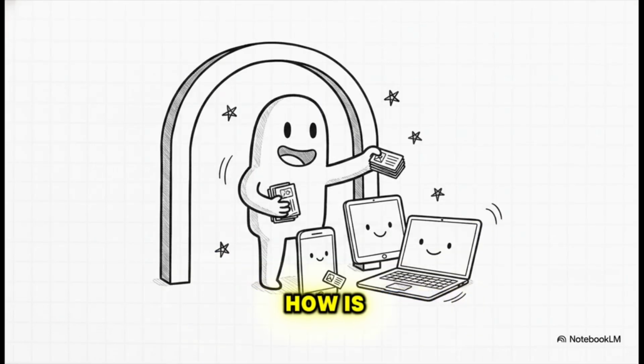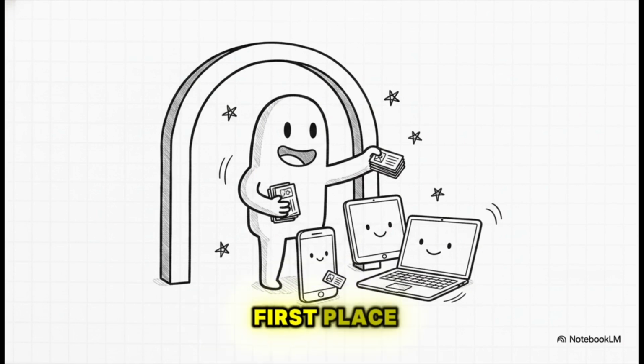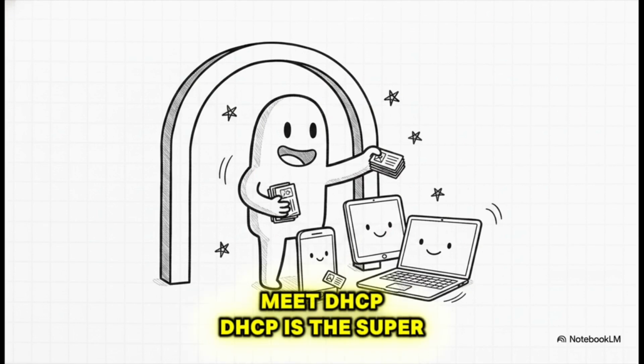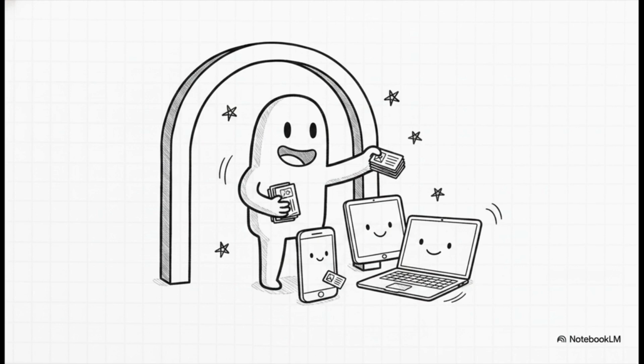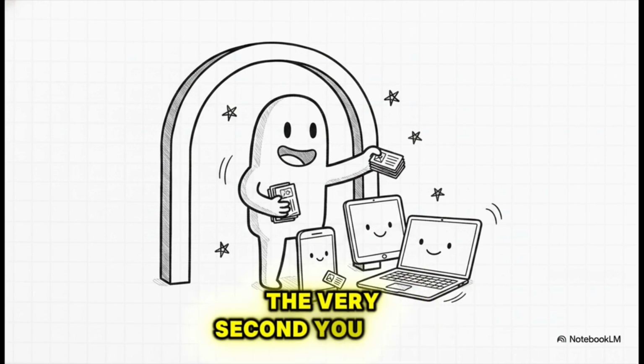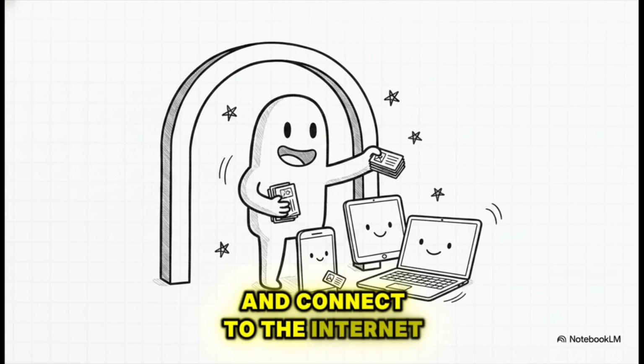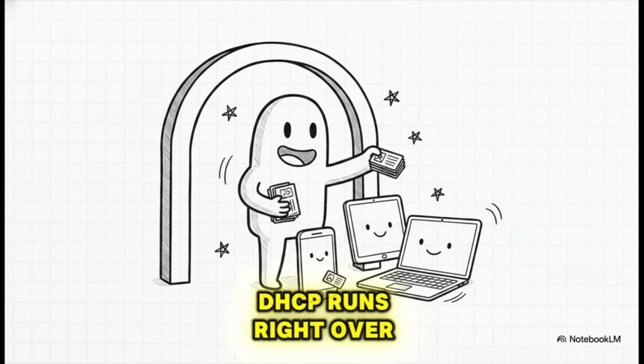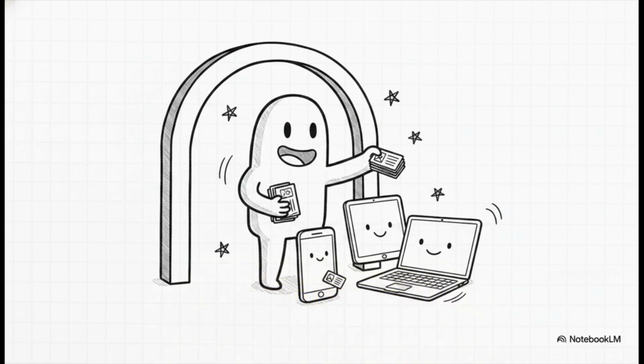But wait, how does your own computer get its address in the first place? Meet DHCP. DHCP is this super friendly helper who basically stands at the entrance of the network. The very second you turn on your phone or tablet and connect to the internet, DHCP runs right over. It automatically hands you a temporary number address. You don't have to push any extra buttons or do anything yourself. It just hands you the address so you can start playing games instantly.